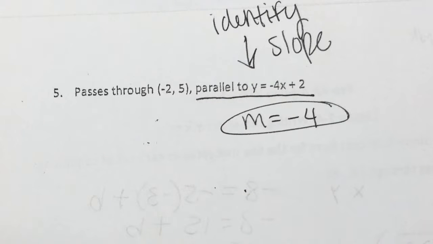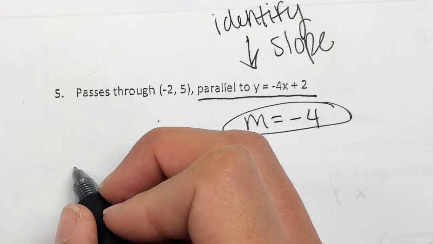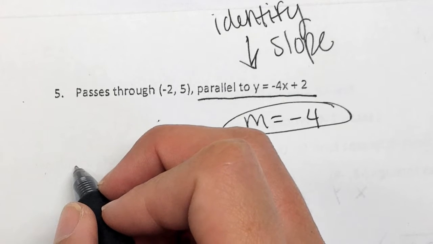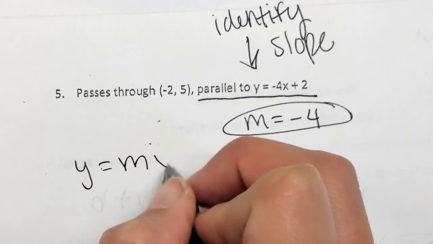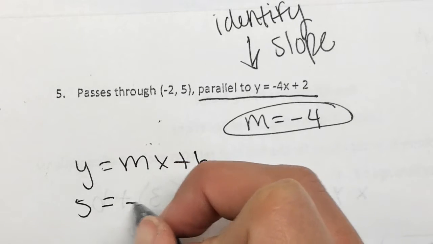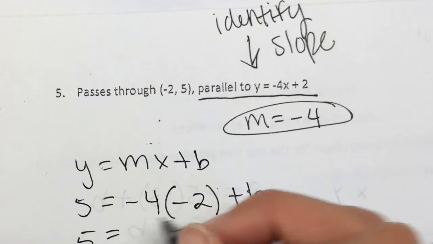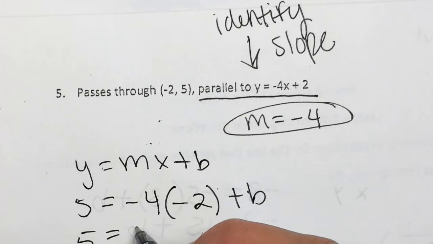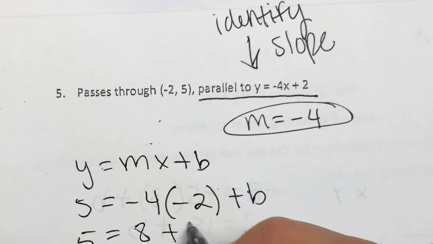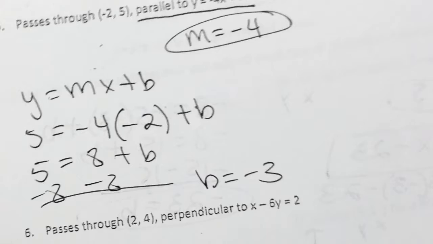We just don't have the what? Y-intercept. So tell me how to find that. Same thing as we just did. We're going to use what equation? Y equals mx plus b. What are we going to plug in for y? And for m? And for x. Good. So this would be 5 equals 8 plus b, and then we do what? Subtract 8, and b is what? Good.